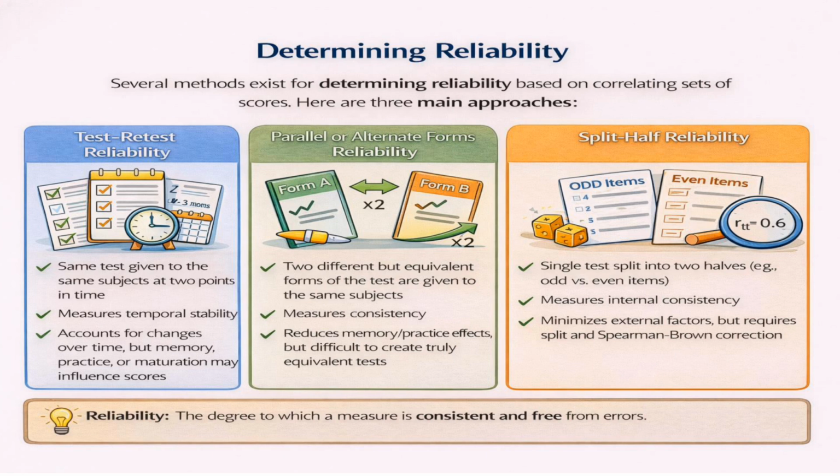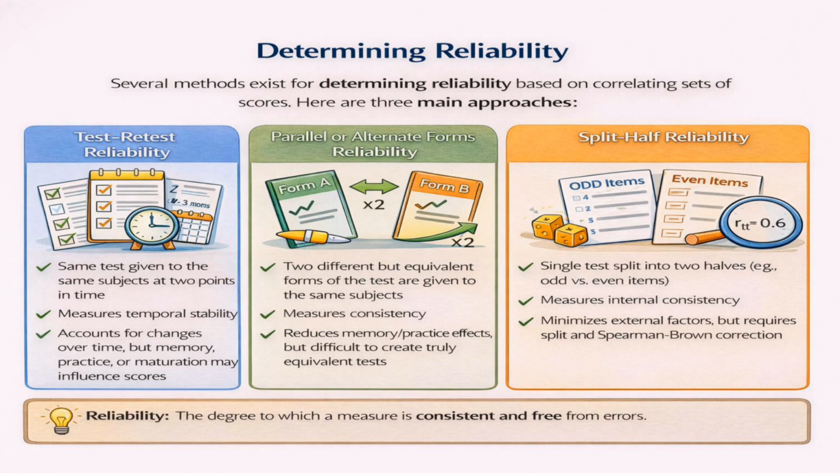This method is especially useful when you want to measure reliability, but you can only administer the test once. A single test is divided into two halves, commonly odd-numbered items, even-numbered items. Scores from the two halves are then correlated. If someone scores high on one half and also high on the other half, the test is considered internally consistent.